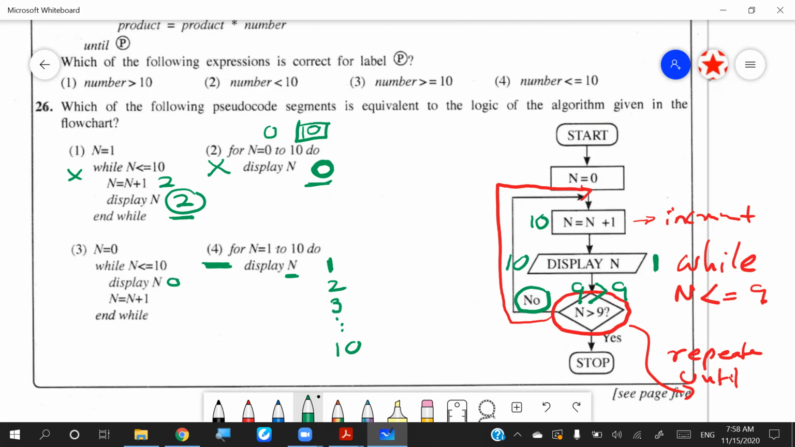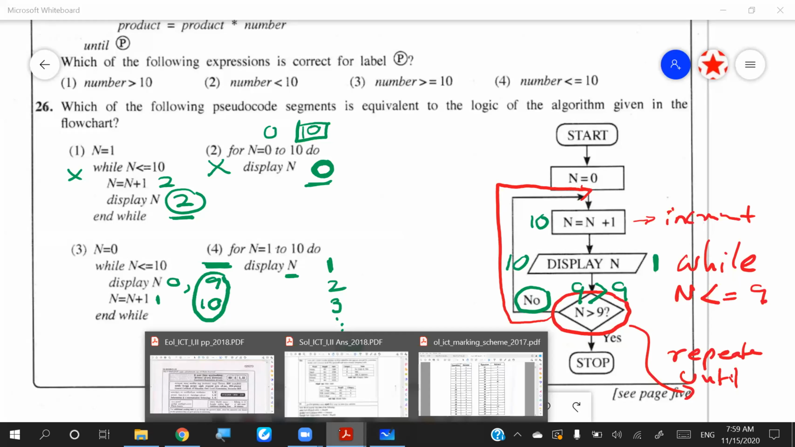Let me see when the n is going to become 10. So 0 is displayed, then 1, it will increase by 1. And once 9 is displayed, it will increase to 10. Then it will be checked and 10 will be displayed and it will increase to 11. Now hold on. This particular thing is also giving us the correct answer.